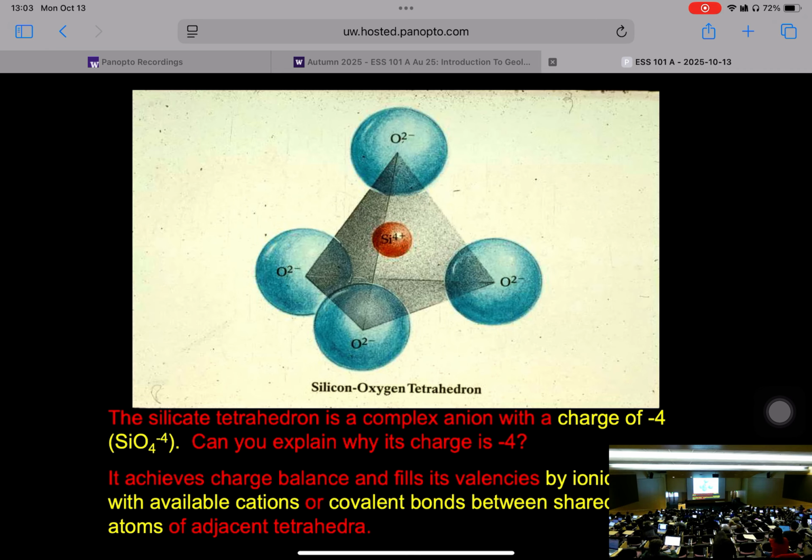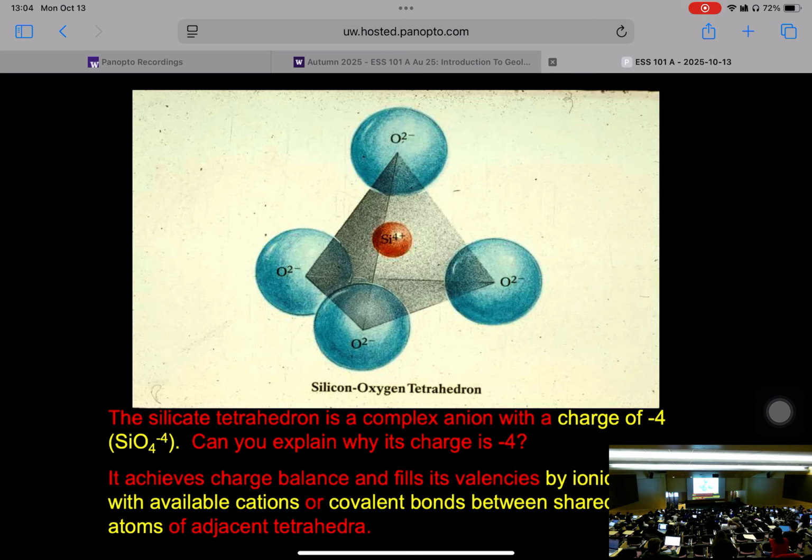And so oxygen has a charge of -2, -2, -2. What's the net charge of this molecule? Si, the positive, O4. What's its net charge? -4, because -2 times 4 is -8, plus 4, is -4. So it's SiO4 -4, which is what I have here. We call this an anion, but it's a complex anion.